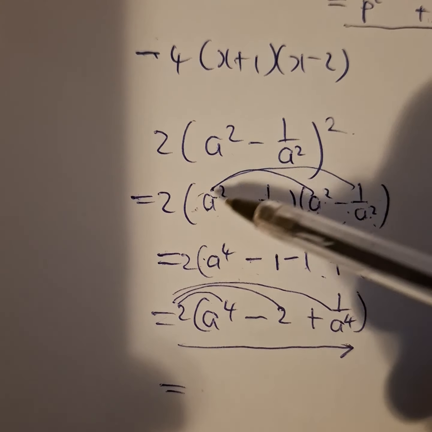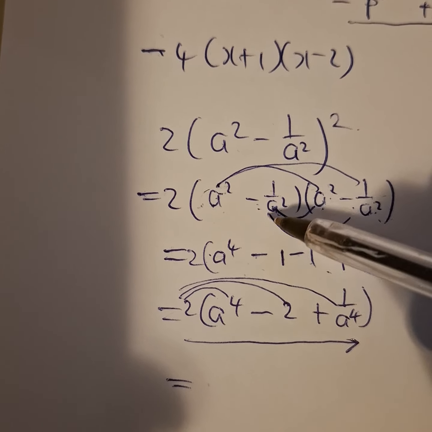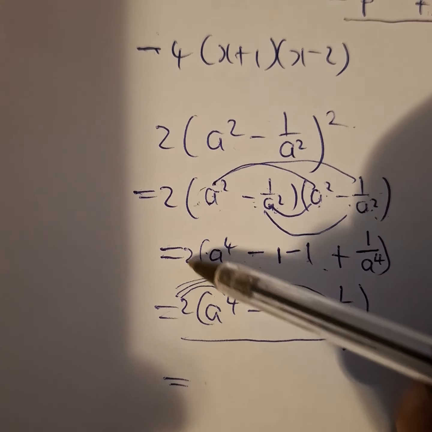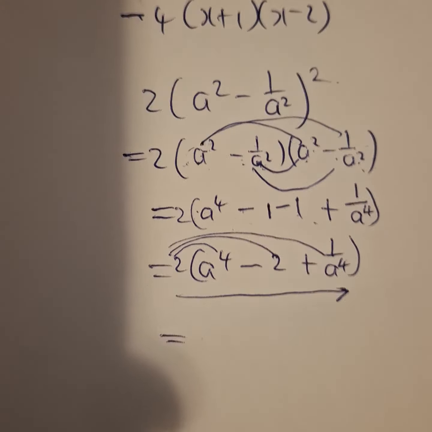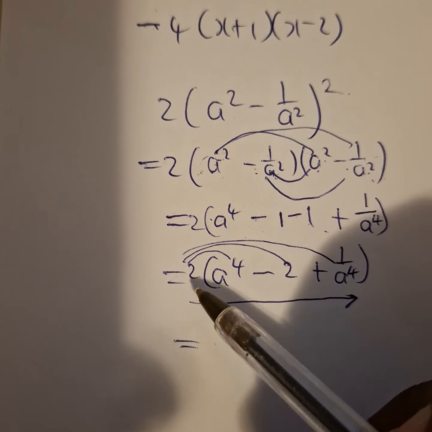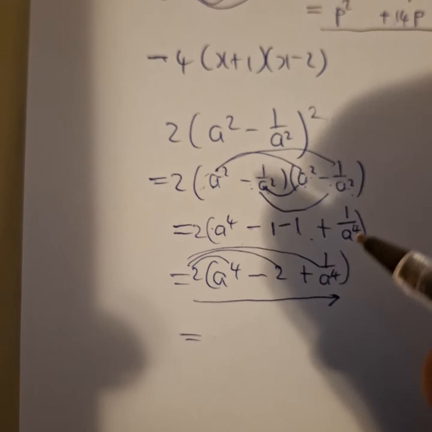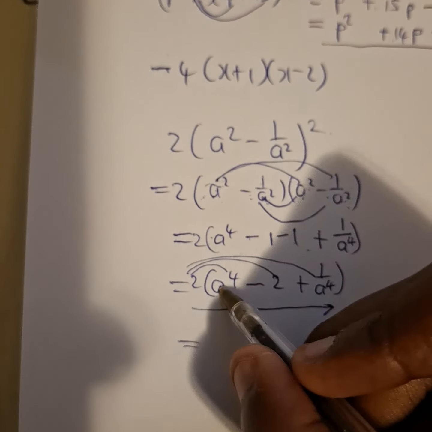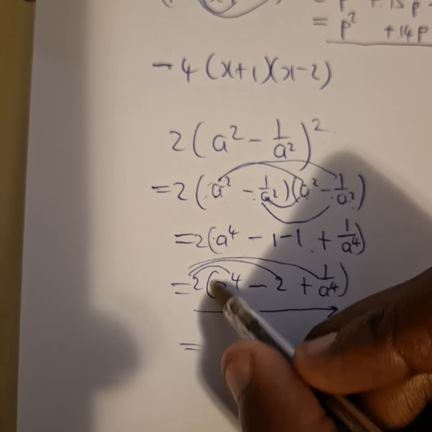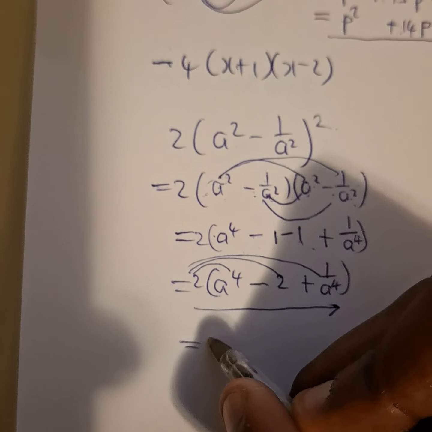So whilst you are busy with applying FOIL for these two open brackets, don't forget that there was a 2 waiting on the outside. So now we can distribute the 2. 2 times a to the power 4, we apply S and L again. Positive times a positive is positive. 2 times, there's an invisible 1 there. 2 times 1 is 2.